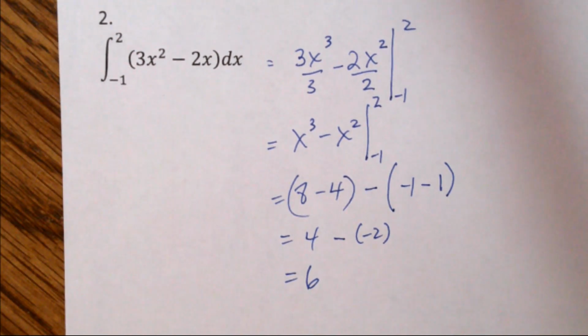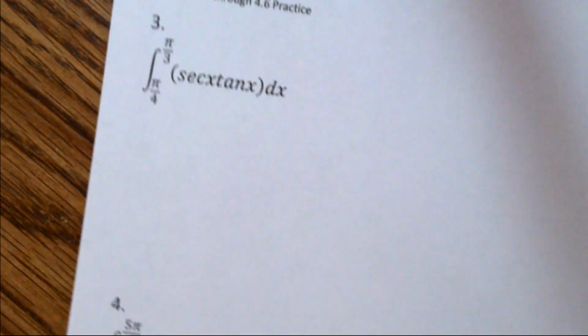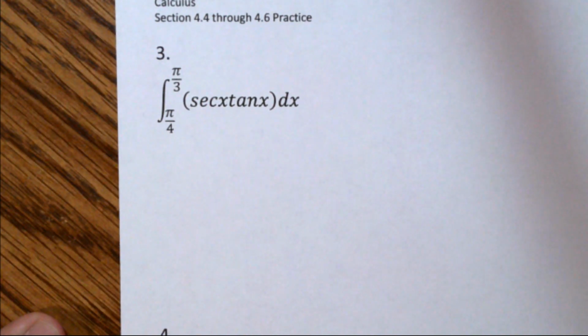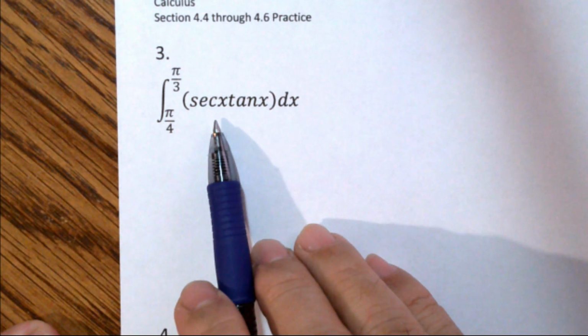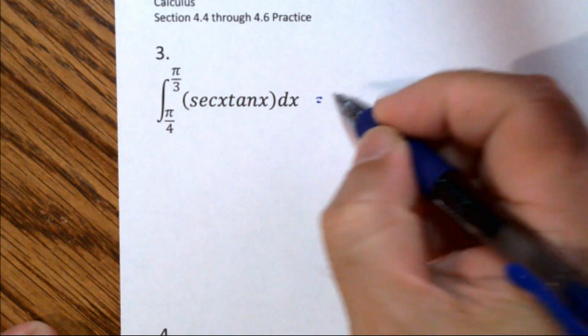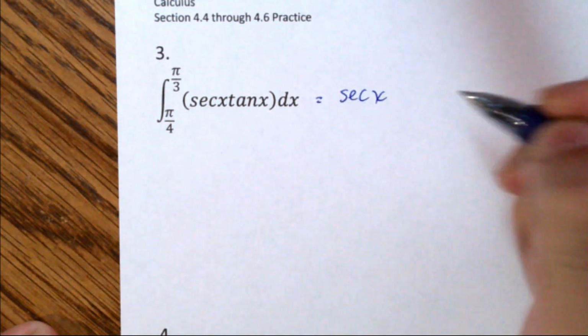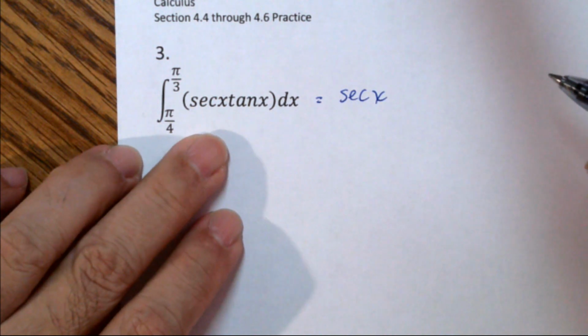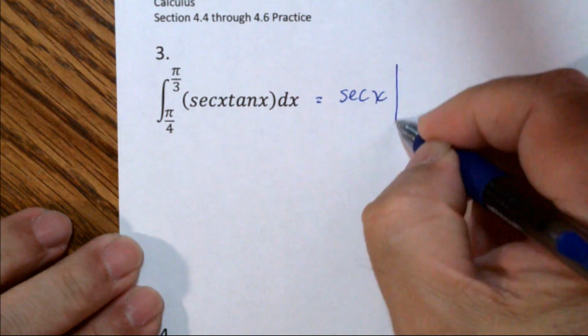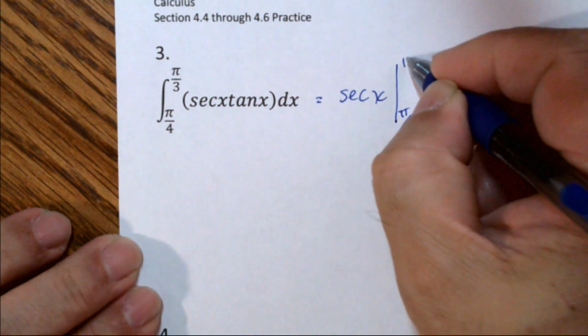Sorry, problem 2. Number 3. All right, let's see what we got here. So recognize, what is this a derivative of? Secant x tangent x is the derivative of secant x. So when I integrate it, I simply write secant x. There's no substitution, there's no simplifying, there's no rewrite. Secant x tangent x is the derivative of secant x. And I'm just going to plug in pi over 4 and pi over 3.